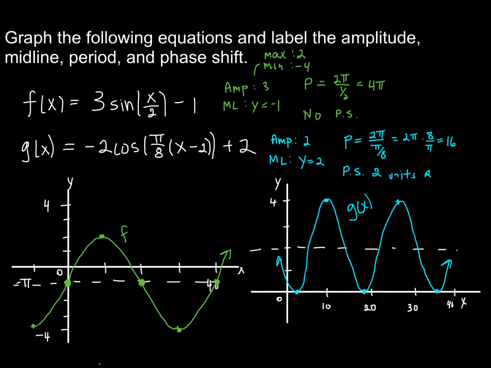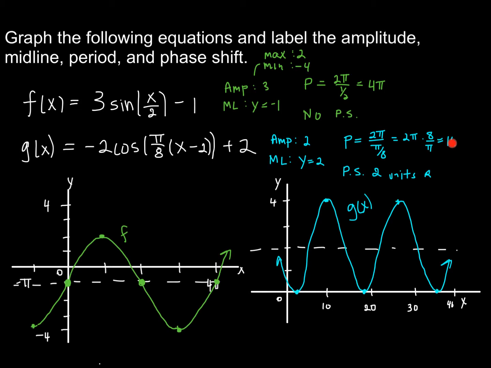So I can plot my initial point, and the way I can do that is cosine usually has an initial value, a y-intercept, at the maximum. But it's been reflected, so it's going to be at the minimum. And it's phase shifted 2 units to the right, so that point at the minimum is going to move 2 units to the right, and that allows me to plot my first point.